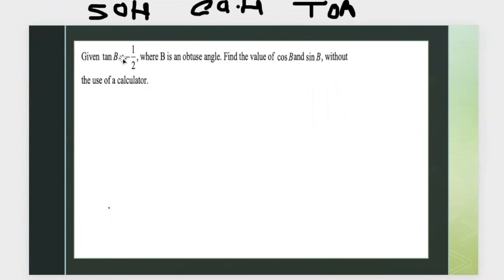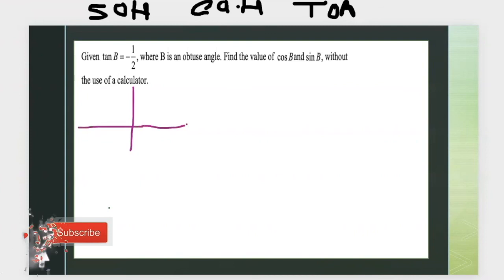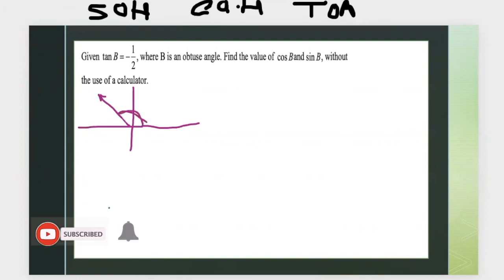Here we're going to solve the following. Given that tan B equals negative 1/2, where B is an obtuse angle, find the value of cos B and sine B without the use of a calculator. Now here it states that it's an obtuse angle, so it means it falls in the second quadrant. So all of this will represent B.